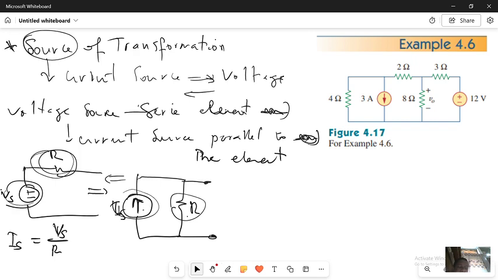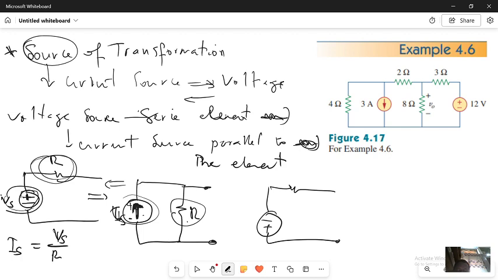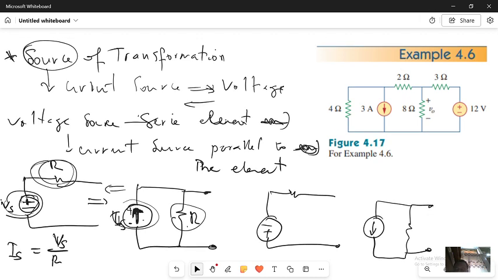Now we have to pay attention to something: the sign. The voltage is plus minus, meaning that the current will be in this direction, because we saw in the introduction that the arrow means this one is the positive terminal and this one is the negative terminal. So if my voltage source is in this orientation, the current source will be oriented in this direction to follow the polarity, in parallel with this resistor. We'll see this in the example.